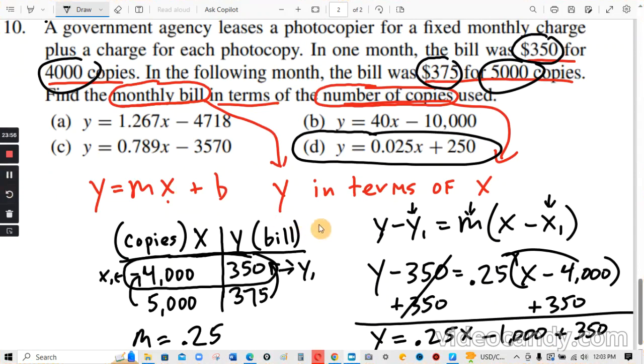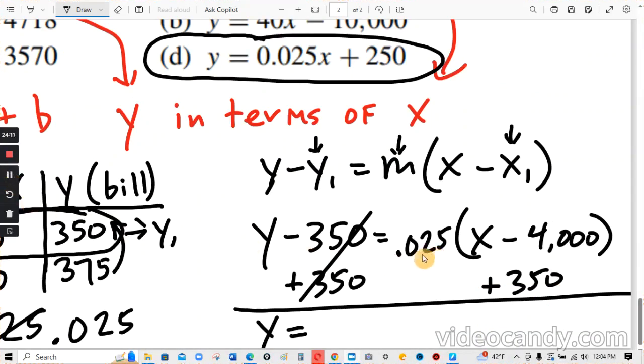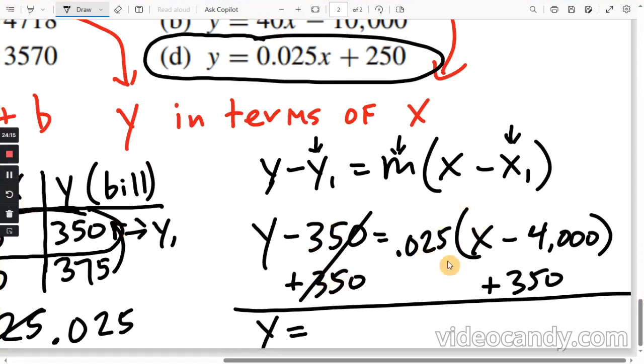All right, little mistake. The slope was 25 over 1,000. The slope is actually 0.025. So I need to distribute 0.025. Let me fix that mess. The slope is 0.025. The 350s canceled. 0.025 times x.